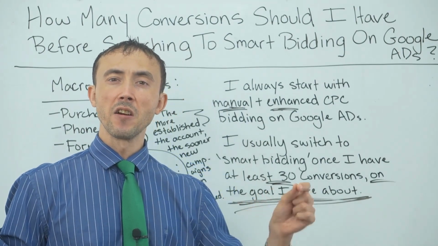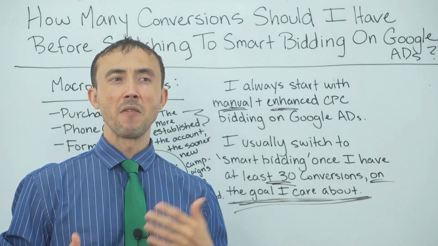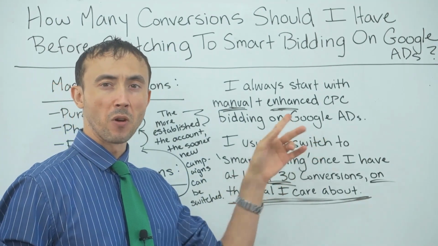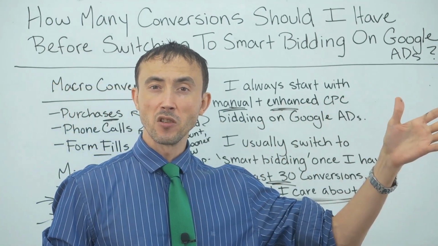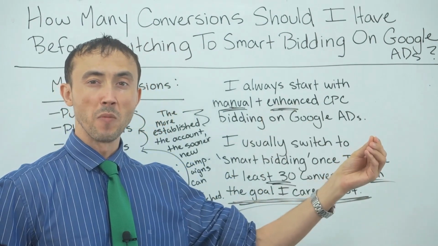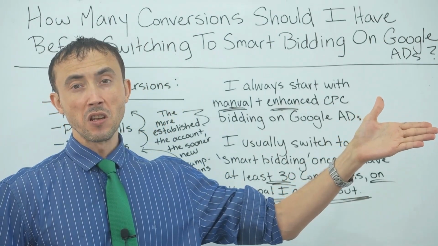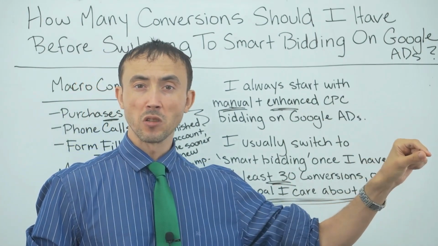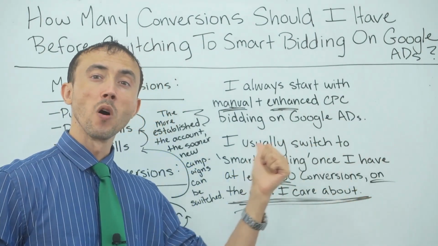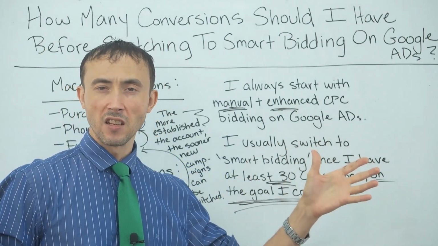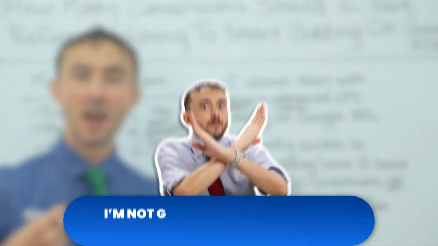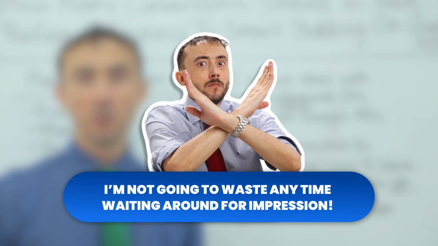If I come around later and launch a new campaign, and I've been advertising for 6 to 12 months, I'll start that out with manual bidding for a while, maybe get at least 10 conversions behind it, and then I'll switch it to smart bidding. If I'm already 3 years into running that account, that new campaign I may just switch to smart bidding immediately, or after just 1 or 2 purchases. Why? Because I want to make sure my campaign gets off the ground and I'm not going to waste any time waiting around for impressions.